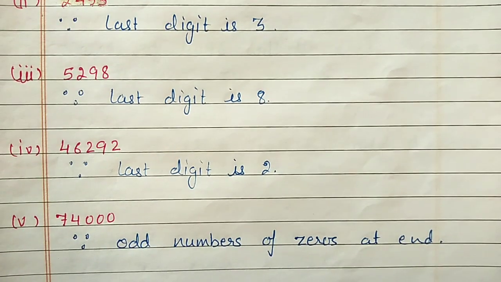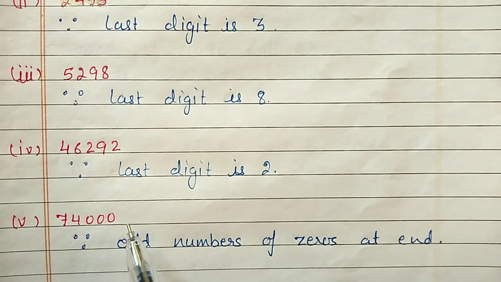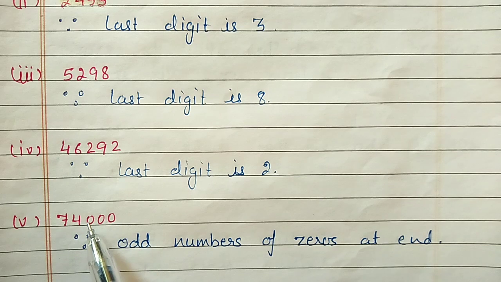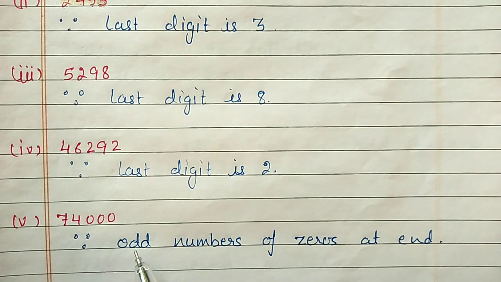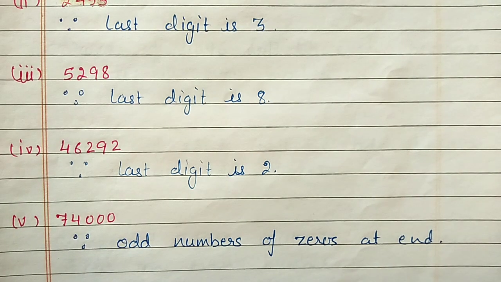Fifth, in the fifth we have 0. 0 we can get at the end, but here we have an odd number of 0s. So 3 zeros are there. It means this number is not a perfect square because an odd number of zeros are there at the end.